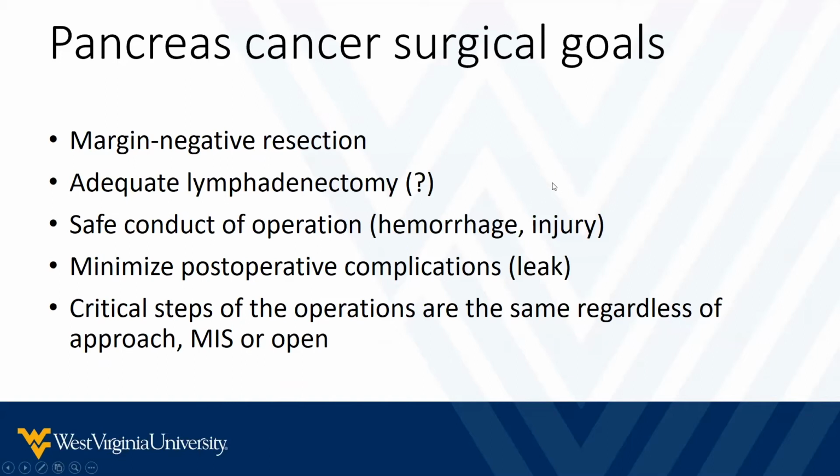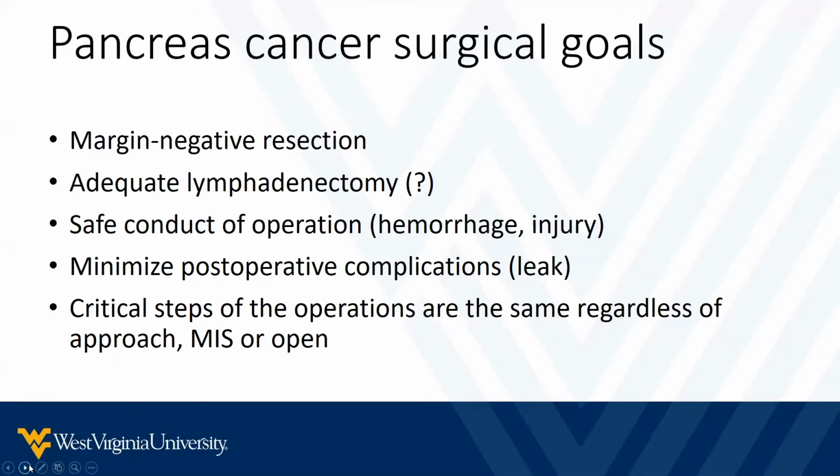So when we talk about our surgical goals for these mucinous lesions and cystic lesions of the pancreas, it's maybe first to quickly go over what are the surgical goals if we have a cancer, and those are clear to everyone: a margin negative resection, remove enough lymph nodes, safe operation without hemorrhage or injury to surrounding structures, minimize our postoperative complications like leak. And the critical steps of these operations are the same regardless of whether we're open, robotic, or laparoscopic.